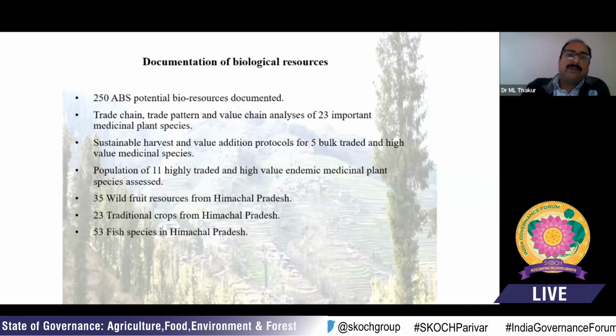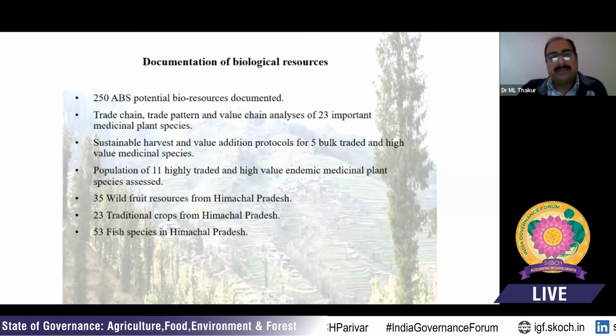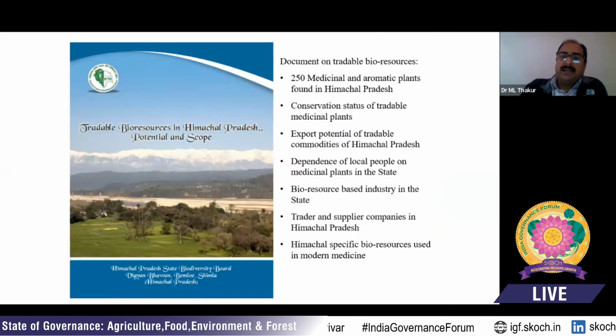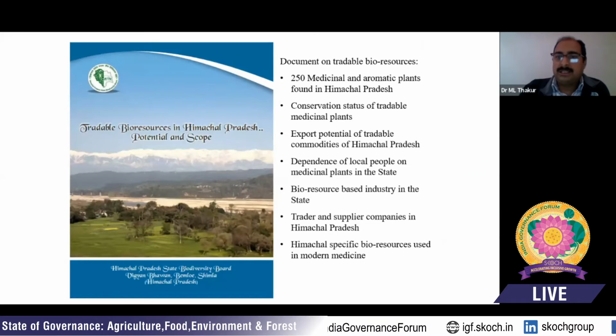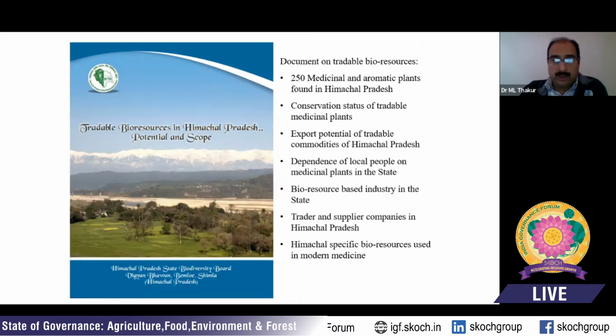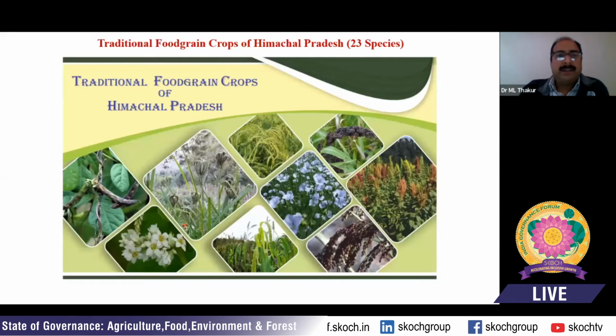In addition to that, we have documented some 250 ABS potential biological resources which are found in the state of Himachal Pradesh. Besides, some 35 wild fruit sources from the state, 23 traditional crops, and 53 fish species have also been documented. The document on tradable bioresources includes the conservation status of tradable medicinal plants, export potential of tradable commodities of Himachal Pradesh, dependence of local people on medicinal plants in the state, bioresource-based industry in the state, and so on. Then the status of biodiversity in the state of Himachal Pradesh has also been documented.